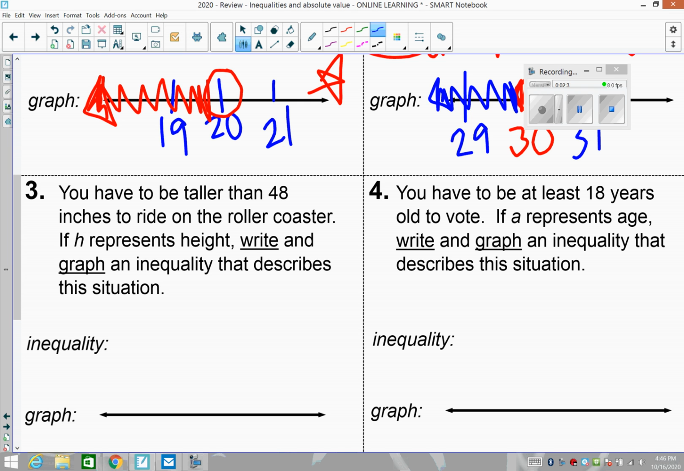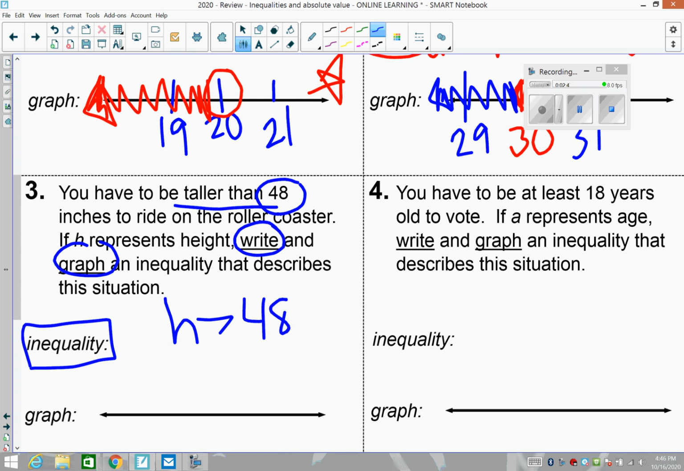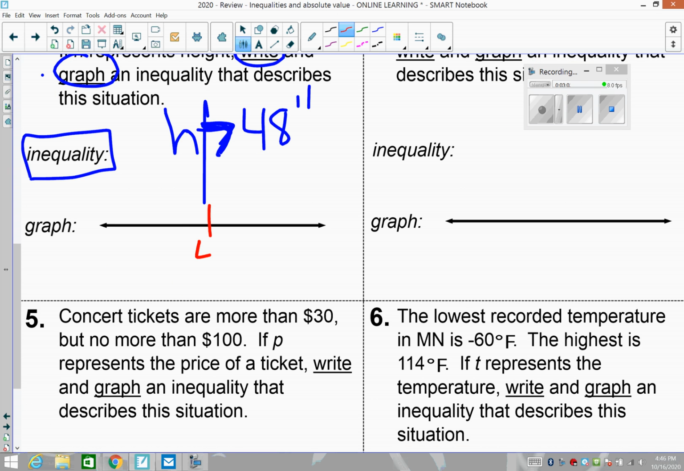Question 3, you have to be taller than 48 inches, so taller than, not equal to, to ride on the roller coaster. If age represents height, write and graph an inequality for the situation. So the inequality then would be that your height has to be greater than 48 inches, not equal to, which probably is true in real life, but based on how this is worded, it is not saying that you can be equal to. You have to be taller than 48 inches. So we have an open circle at 48 inches, and we're talking about all the heights that are greater are allowed to ride on the roller coaster.